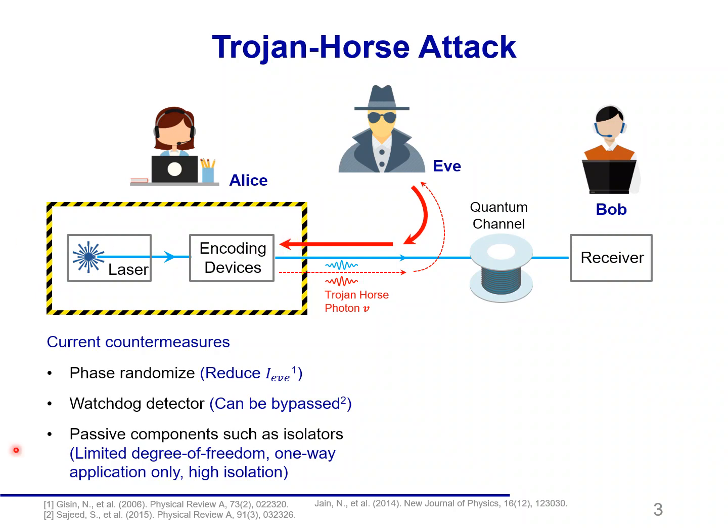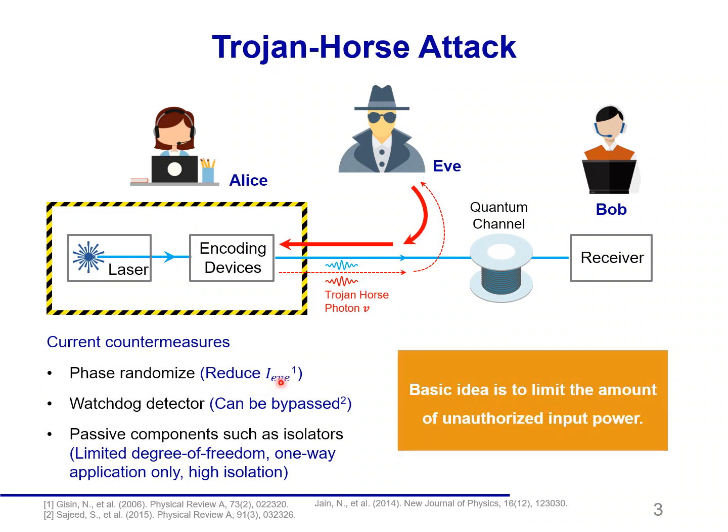But active components like detectors can be damaged or even bypassed. So that is why passive components still catches people's eyes, like isolators. It has limited degree of freedom, thus has lower probability to open new loopholes. But for isolator, it is for one-way application only and requires high isolation in practical case. So no matter for which type, the basic idea is to limit amount of unauthorized input power. So that's where the power limiters come in.